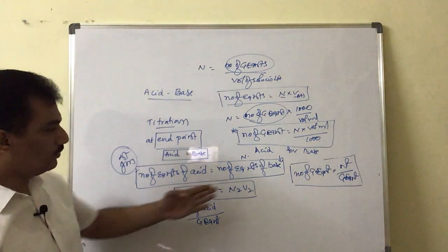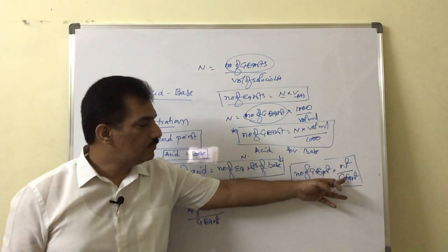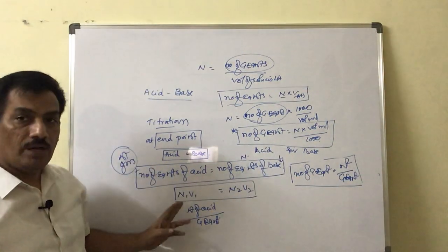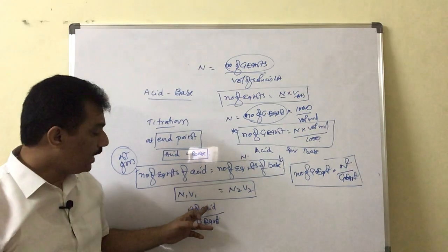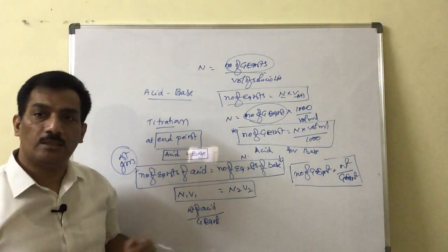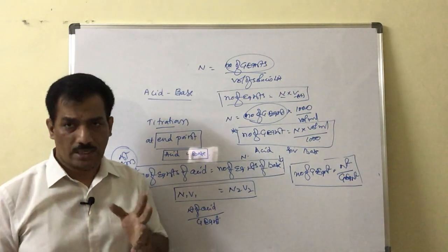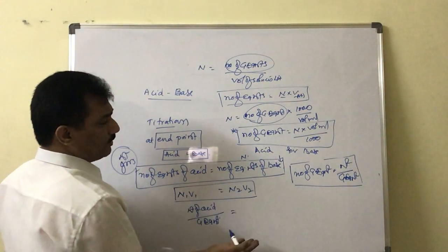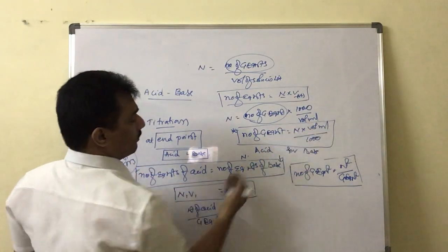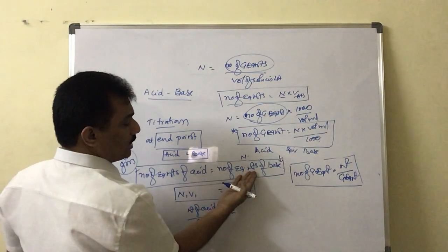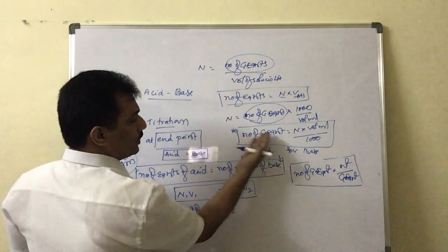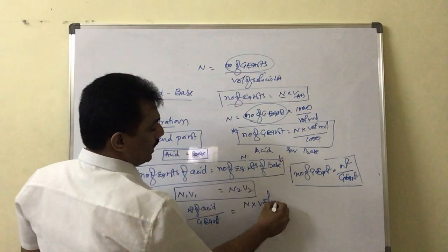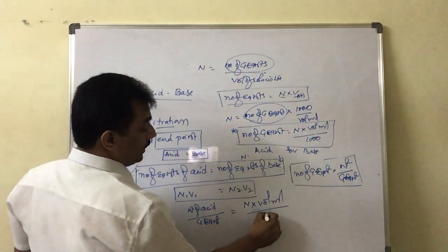Just now we wrote that the number of equivalent weights is equal to weight by gram equivalent weight. The same thing we are applying. Weight of acid is given, so weight by gram equivalent weight of that acid is nothing but the number of gram equivalent weights of that acid. And this is equal to, now for base what is given? Normality and volume is given. Then how to measure the number of gram equivalent weights of base? This is nothing but normality into volume in ml by 1000.